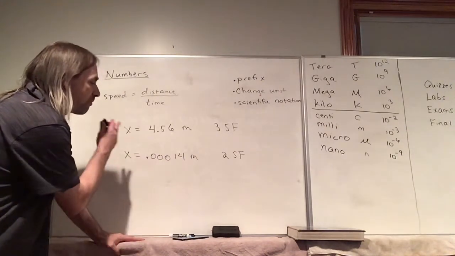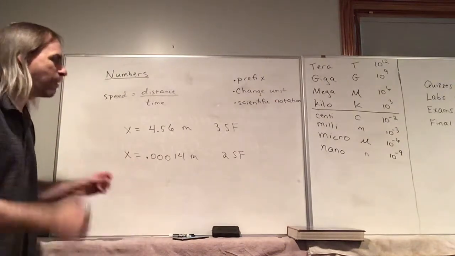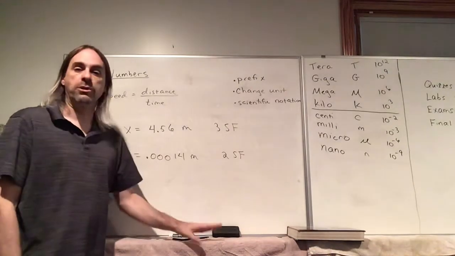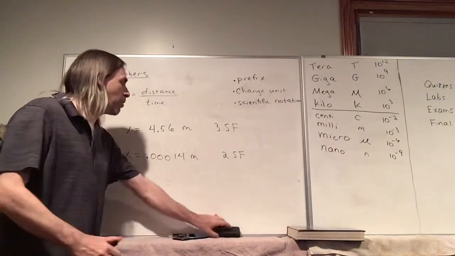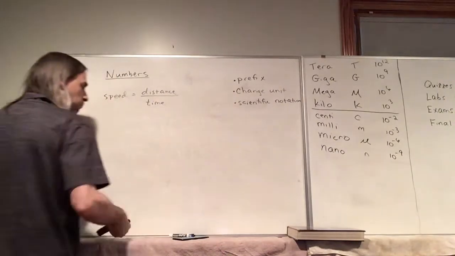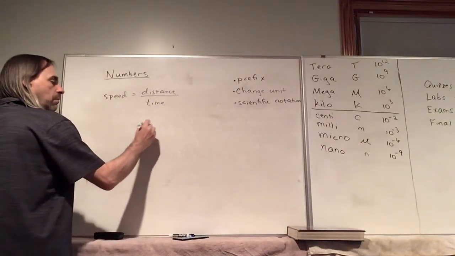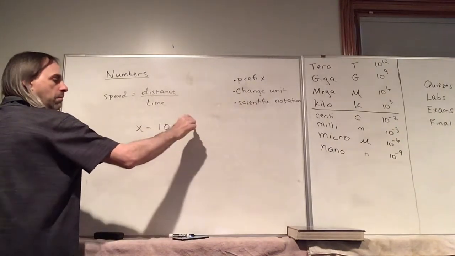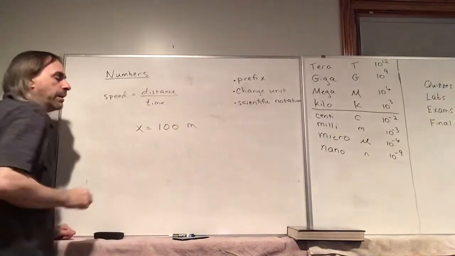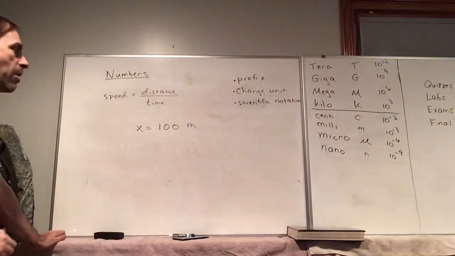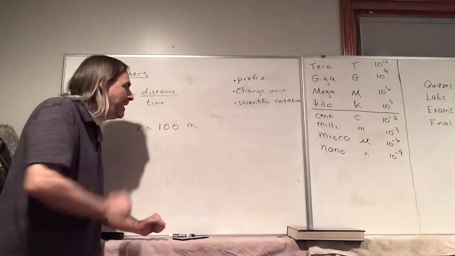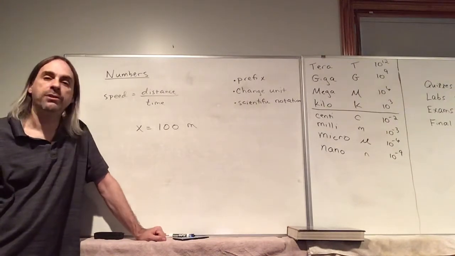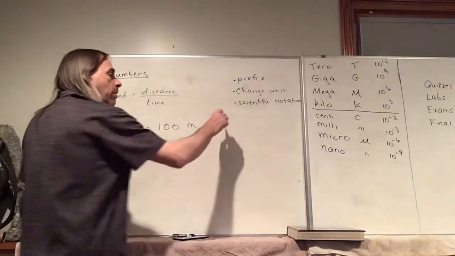Now we can call these both clear examples, where you can just look at the number and tell how many significant figures there are. Now what if I had another number, 100 meters. Now, how many significant figures does this number have? This is what they call an ambiguous case. You can't tell just from looking at this number how many significant figures it has. It could have 1, 2, or 3.